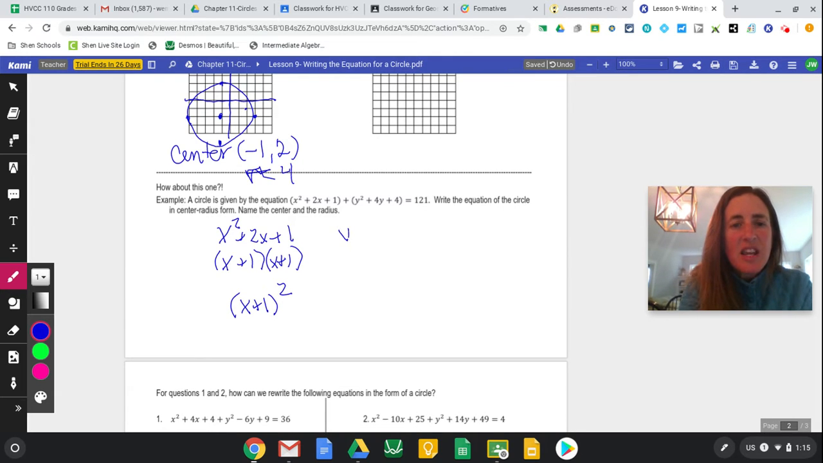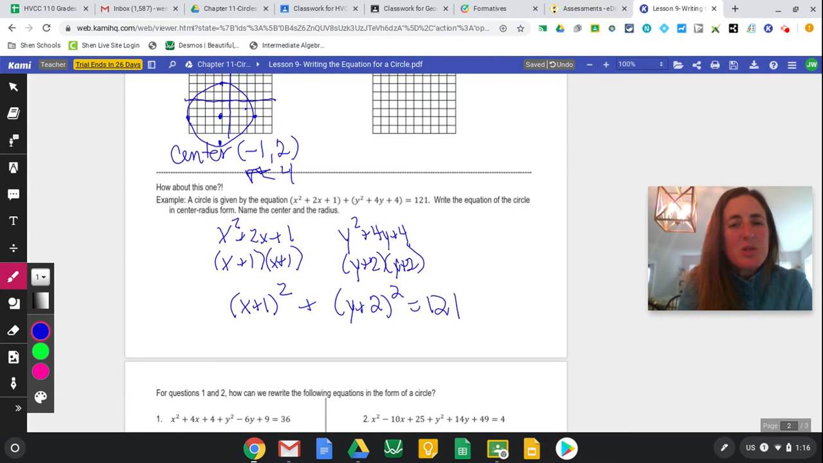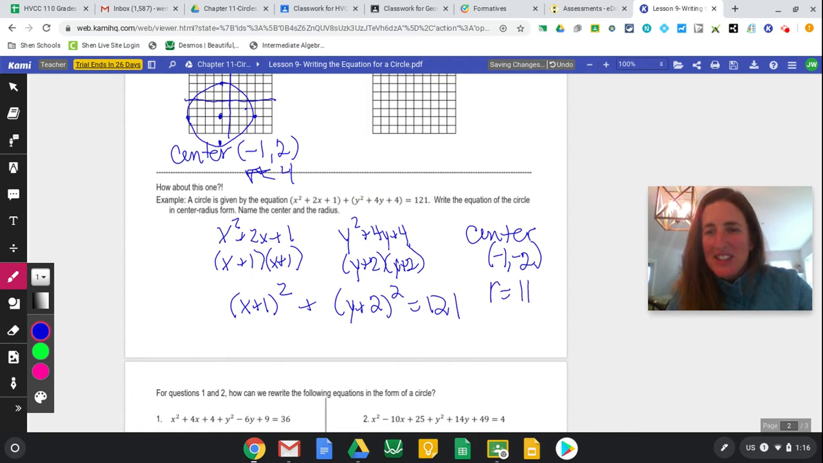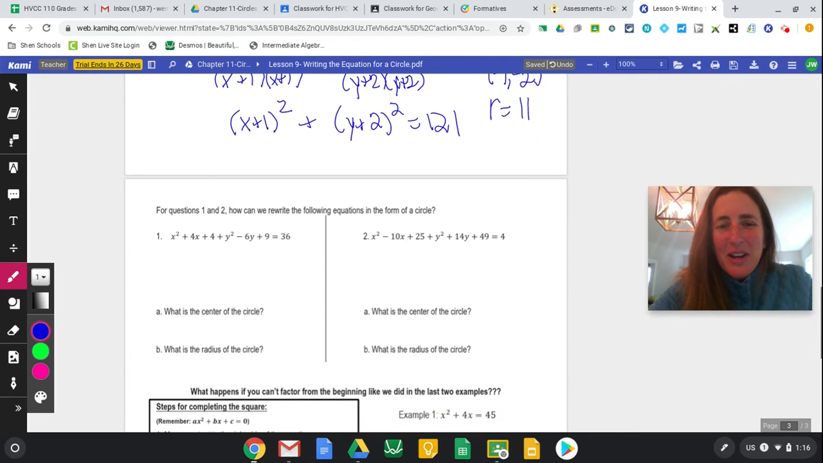All right, let's try the same idea with this guy. y squared plus 4y plus 4. Oh, that's a piece of cake, Mrs. Warner. That's y plus 2 times y plus 2, or y plus 2 squared equals 121. Look at what we have now, just like the problems we started with before. So now my center is at negative 1, negative 2, and my radius is 11 because the square root of 121 is 11. Look at that good algebra. If you're good at factoring, you're going to be great next year.